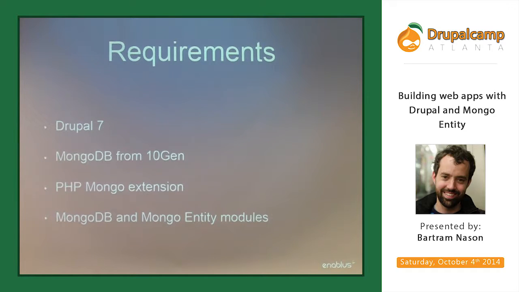You need Drupal 7. You need the MongoDB database server from 10gen. PHP has a Mongo extension that you need to install, which is really easy. If you use PECL or PEAR, you can install it with those command line tools: pecl install mongo. And then the Mongo Entity module also relies on a MongoDB module that's a contributed module with Drupal as well.